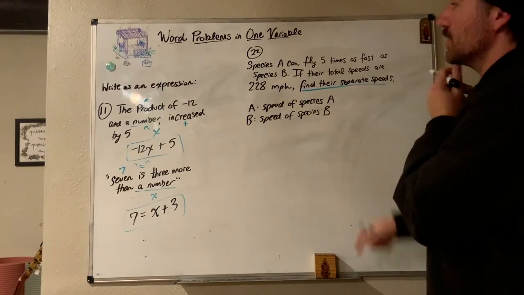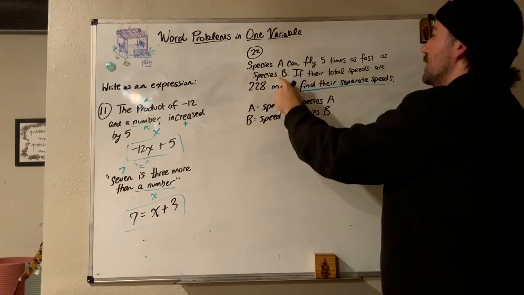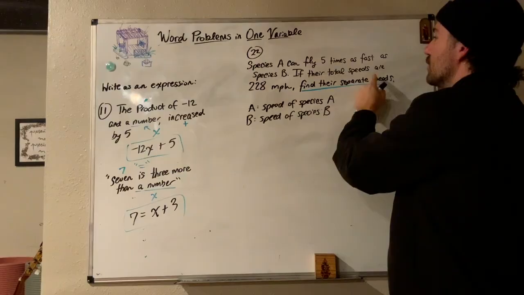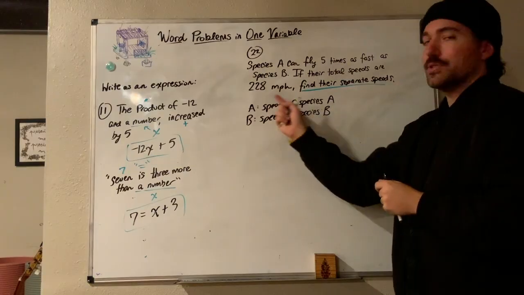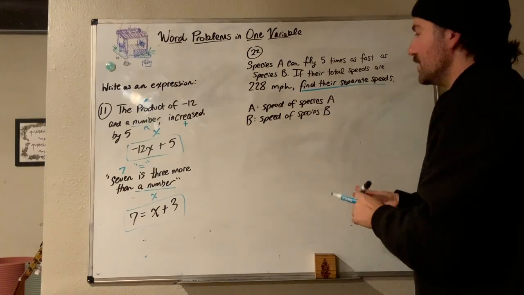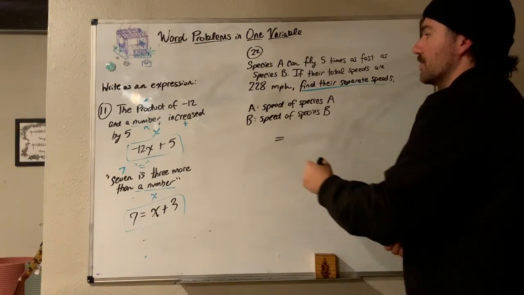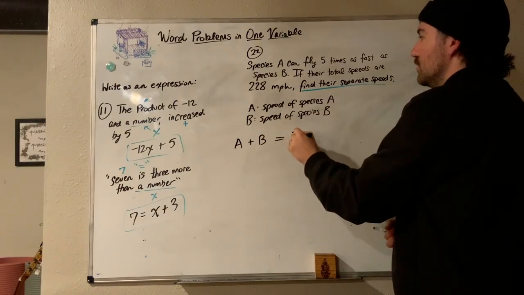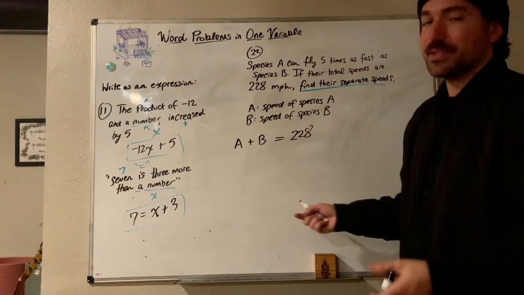And we see some relationships stated in this problem. Species A can fly 5 times as fast as species B. So they're relating A to B: A is 5 times faster than B. And their total speeds are 228 miles per hour. Try to search for a total statement in a word problem. That's an easy one to make an equation out of. Whatever A is plus whatever B is, if we add those together, the total is 228. We can't really solve anything yet, but we at least have an equation to start thinking about.